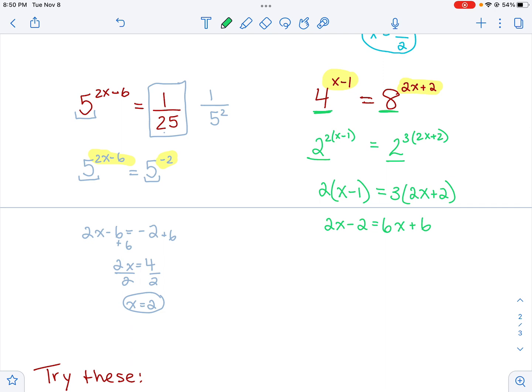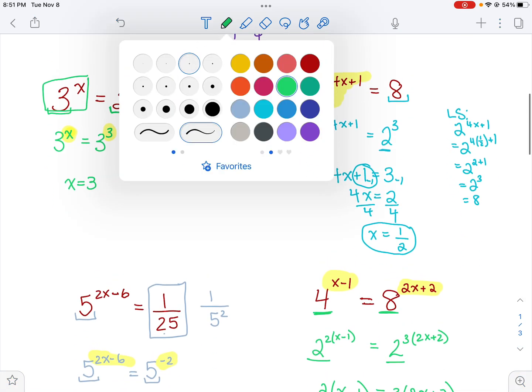And now I'll just get everything on the side I want it on. So I'm going to subtract 2 x's on each side, and then I'm also going to subtract 6 on both sides. So these guys go away, and I'm left with a negative 8. And then these guys go away, so I'm left with just a 4x. And then I'm going to divide both sides by 4. So x equals negative 2. And that's how you solve exponential equations.